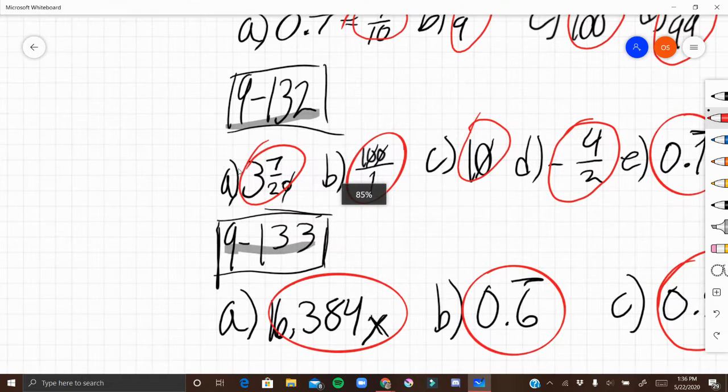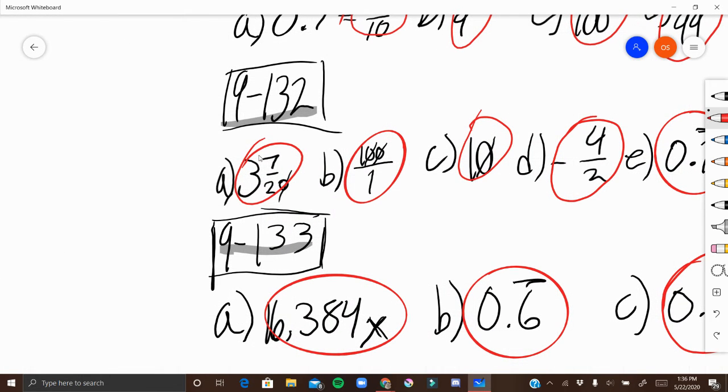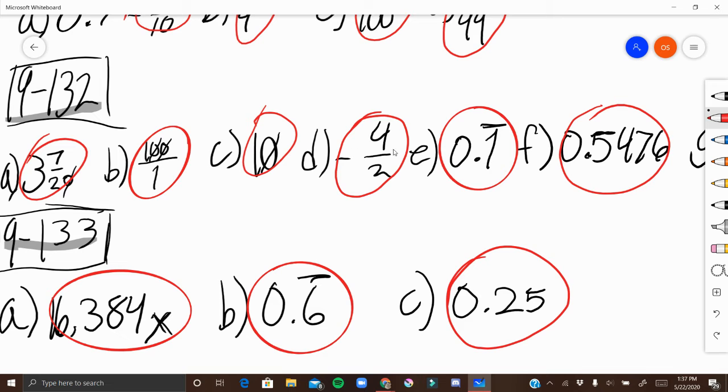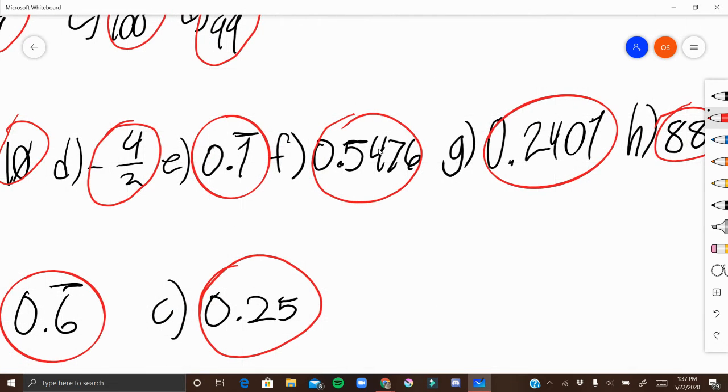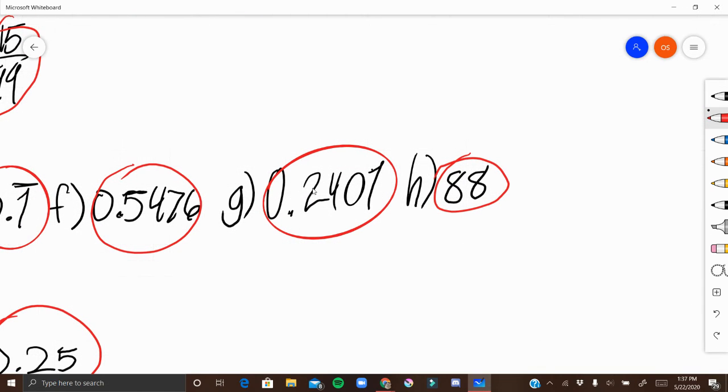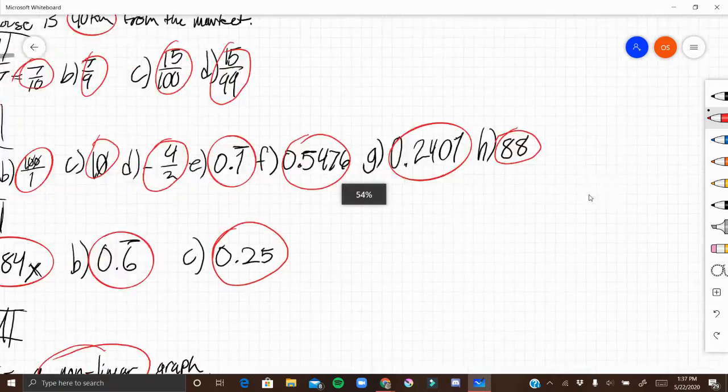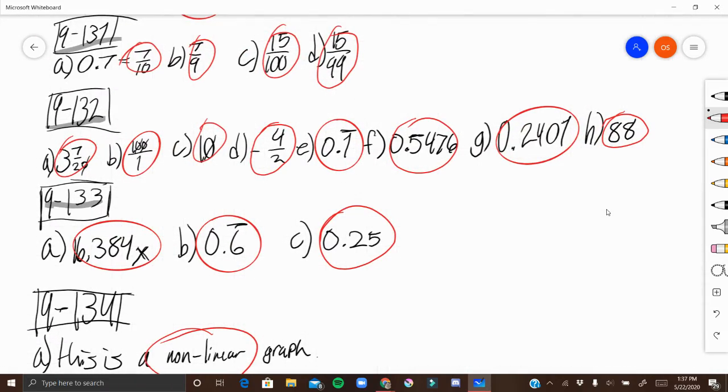But here's A is equal to 3 and 7 over 20, and these are all my personal answers. I didn't use a calculator, so I might get a few wrong. That's 100 over 10, which is also 10 over 1, which is what I put. Negative 4 over 2, 0.1 repeating, 0.5476, 0.2401, and 88. You can go ahead and pause the video and copy that down.